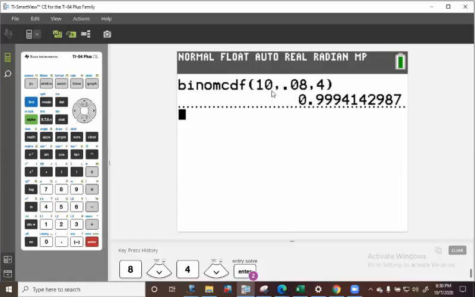So question C is asking, "What is the probability that 4 or fewer?" It doesn't say 2. No, it says 4, and then D says 5 or more. So how would I do 5 or more? It's set up to do the one minus. It'll be one minus whatever answer you get for here.